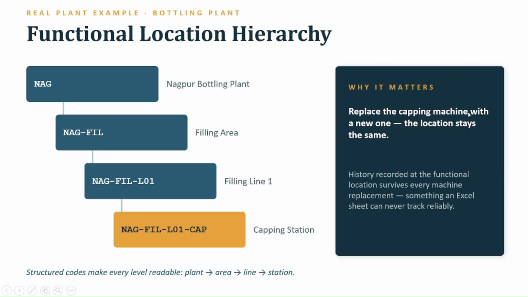If we replace the capping machine with a new one, the location stays the same. Whenever any technician has to replace the capping machine installed in the capping station, okay, which capping station? The capping station in filling line 1. Where is filling line 1? In the filling area. Where is the filling area? It is in the Nagpur plant. So from this functional location, the technician can easily understand the physical location of the equipment.